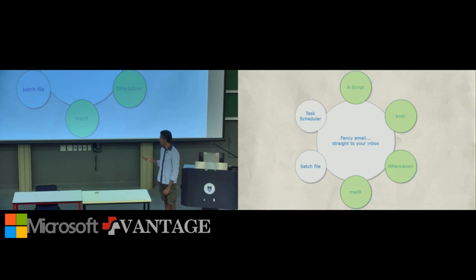And this is a way to do it in Windows. So we need a batch file. So a batch file is a text file that allows execution of commands through a shell program, which is Windows CMD in our case. So in the batch file, we're going to include a call to the R script. Cool. Now we're going to hook up the batch file to the task scheduler. And those of you on Linux, the equivalent is basically cron, and it's going to run the batch file for us. So with all that in place, we're going to have this fancy email straight to our inbox.